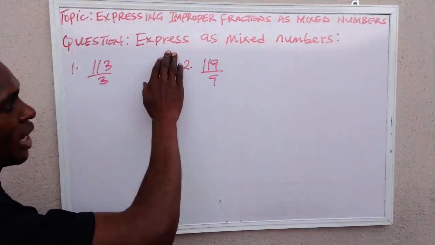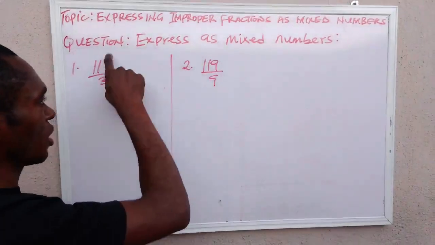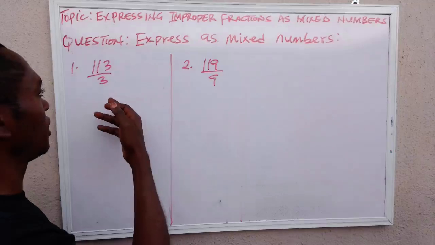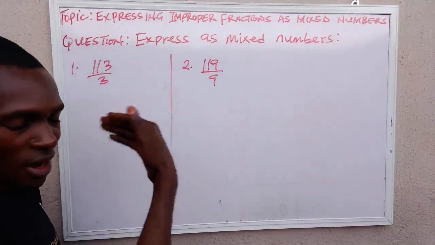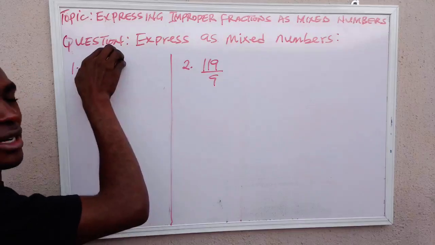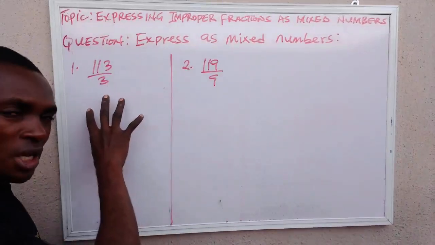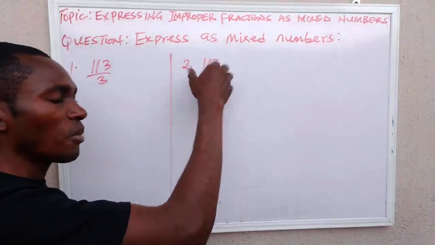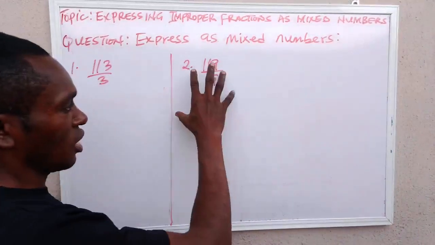Now, what we have here is we are asked to express as mixed numbers. We have 113 over 3, and 119 over 9. And what this simply means is how many 3's can you take out from 113. Now the idea is this: there are a couple of 3's you can remove from 113, and possibly there will be a remainder. Of course, the remainder is what will make it a mixed number. So we also have here, how many 9's can you take out of 119? And what will be the remainder? So that is what this question is all about.